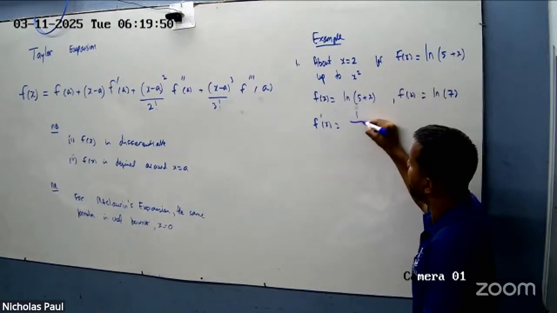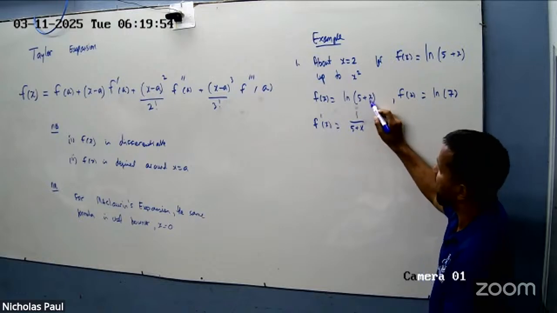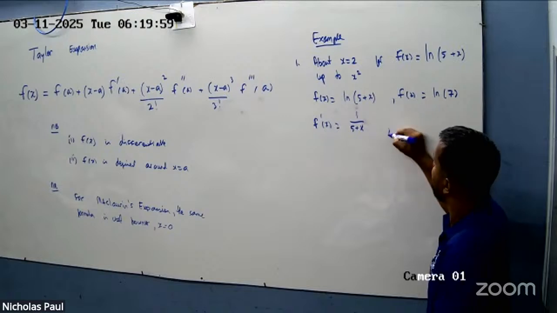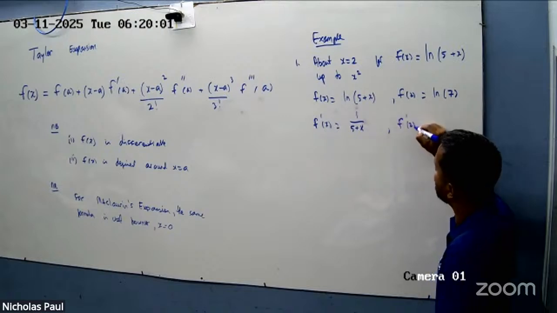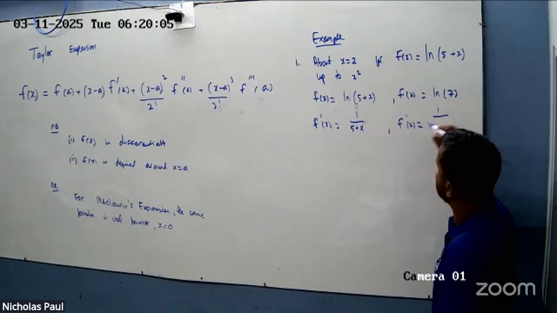1 over 5 plus x, right? To differentiate ln(5 plus x), the denominator stays and the numerator is the differential of that. Then they want f prime of 2. So that will be 1 over 5 plus 2, which is 7.